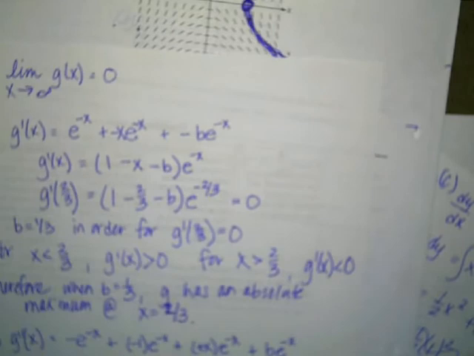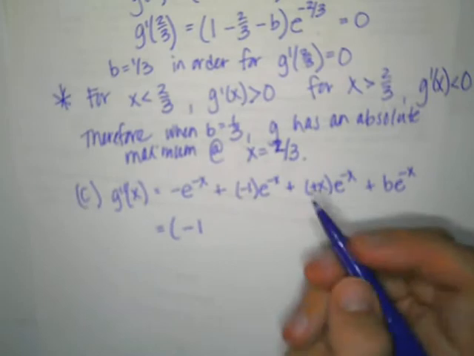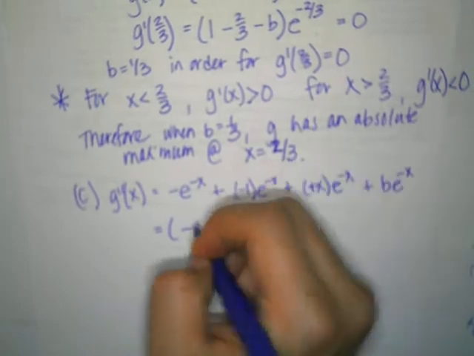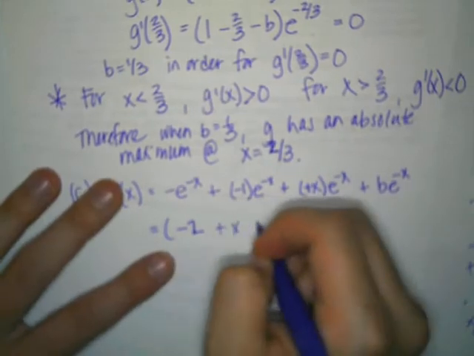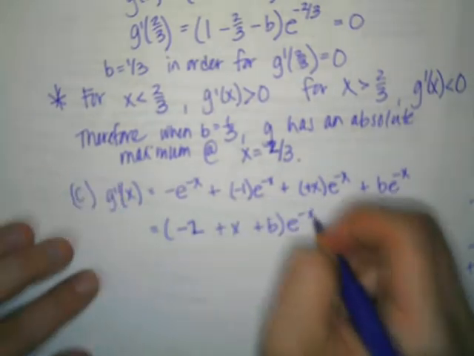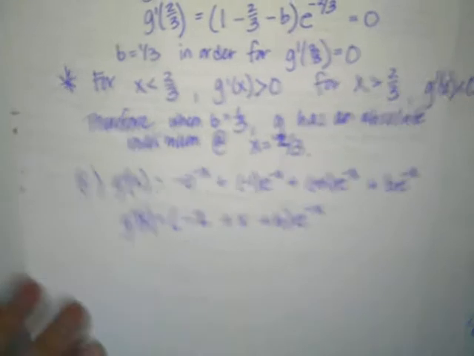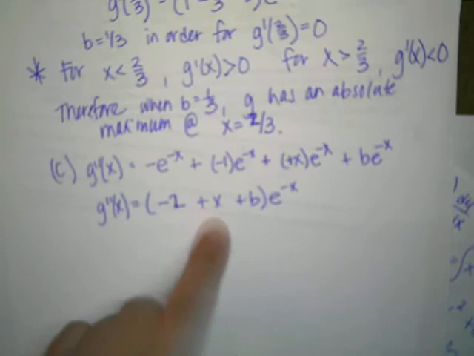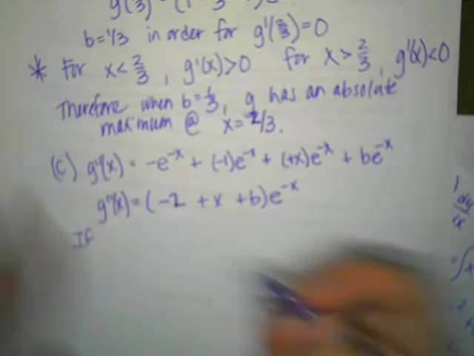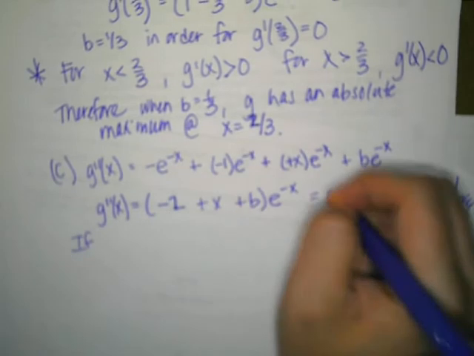Okay, and then again I'm going to pull out e to the negative x. So we get negative 1. Oh, we have two negative 1s, so really that's negative 2 plus x plus b. Okay, there's my second derivative. Okay, and then you look at the expression inside the parentheses again. If your b, we can see if it was 2, it'd be equal to 0, so that's a possible point of inflection.